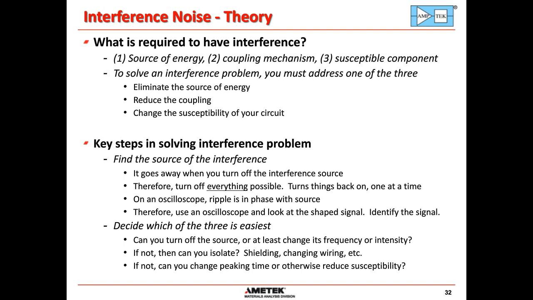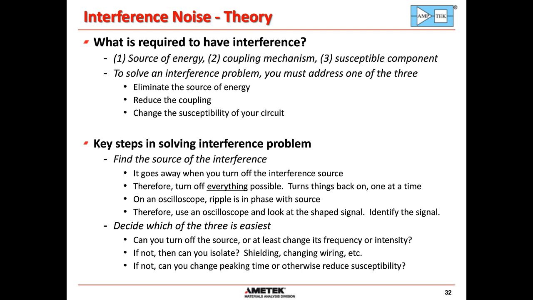This may be magnetic or acoustic. It may be a matter of changing the frequency, or changing the susceptibility of whatever it is in your circuit. So to solve interference problems, the first thing to do is to find the source of the interference. Basically, interference is going to go away when you turn off the interference source. So your best thing to do is to turn off everything possible.